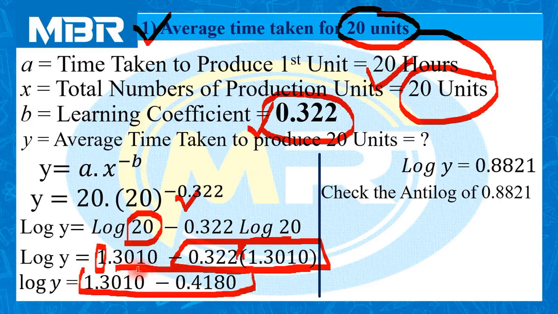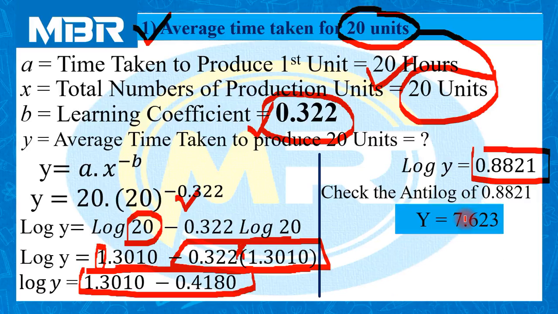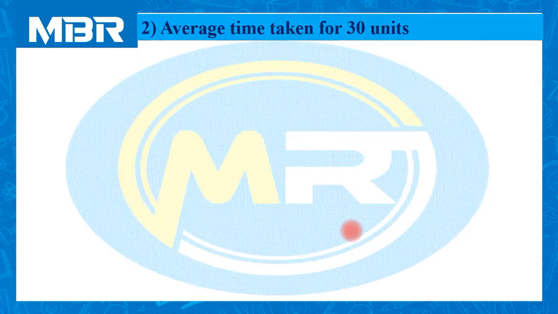The solution of this equation, 1.3010 minus 0.4180, results in log y is equal to 0.8821. In order to find the final answer, we need to check the antilog of 0.8821, and y is equal to 7.623. This y is equal to 7.623, referred to as the average time taken for 20 units.